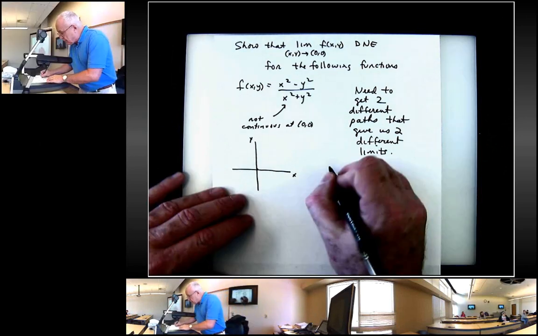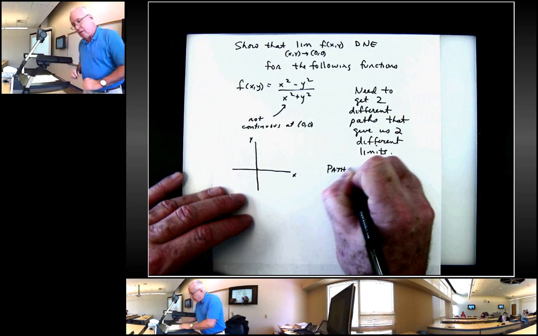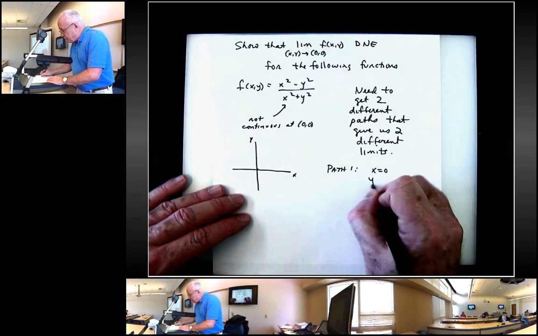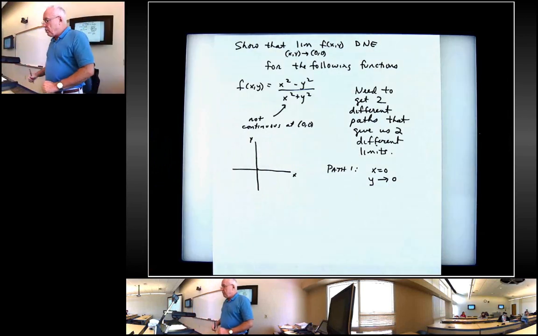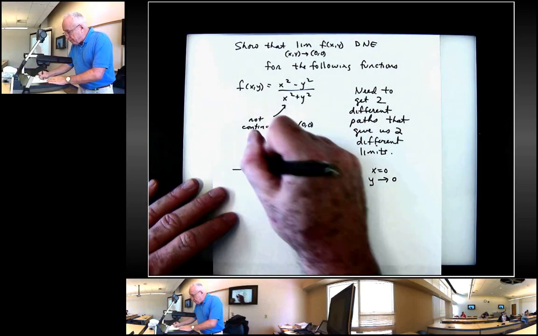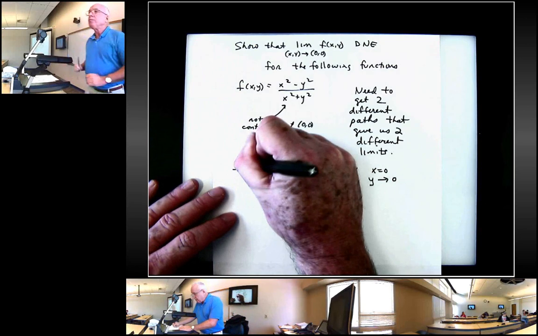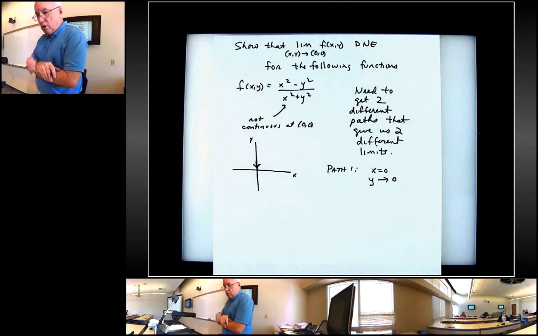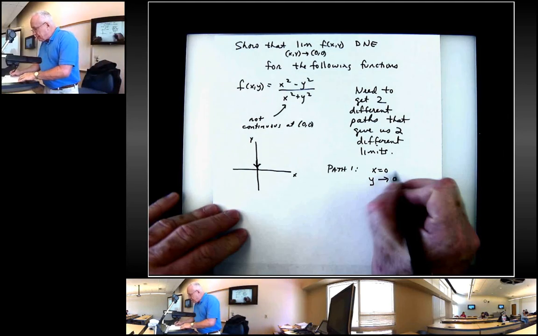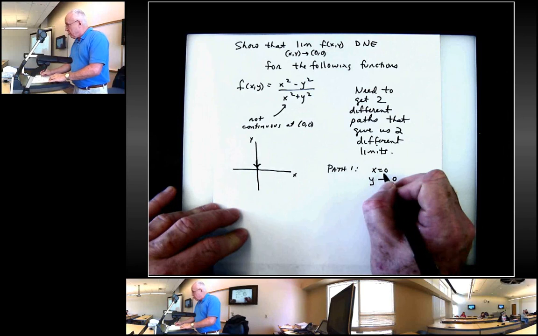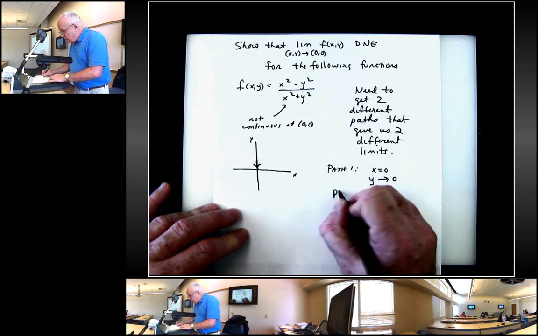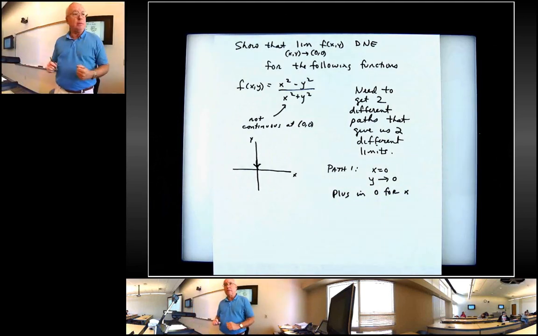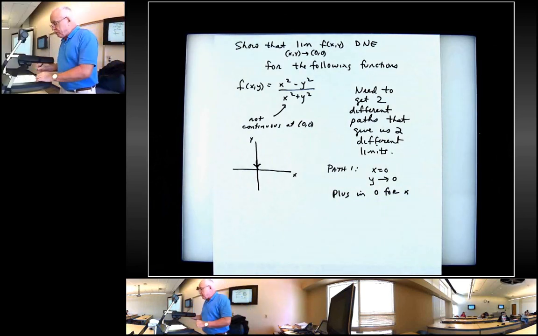So let's look at this path number 1. X is equal to 0 and y is approaching 0. So that would be, say, like this, approaching it down like that. X is equal to 0, y is getting smaller and smaller. So what we have to do then is, since x is equal to 0 along this path, we plug in 0 for the x, because it's going to be equal to 0 anywhere along this particular path.